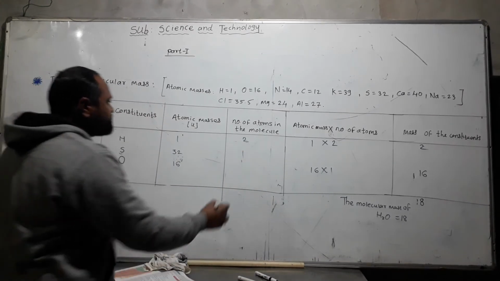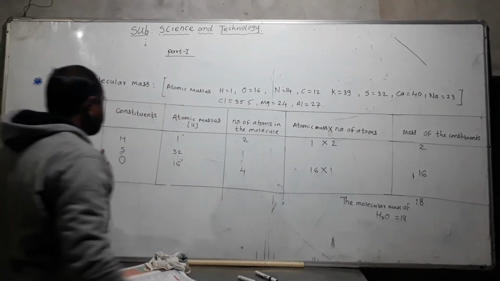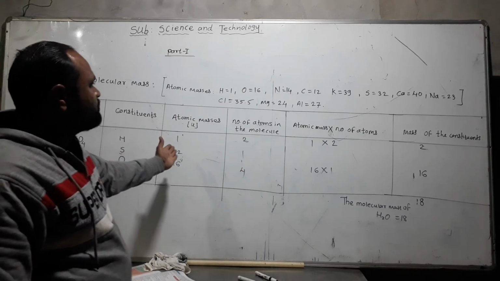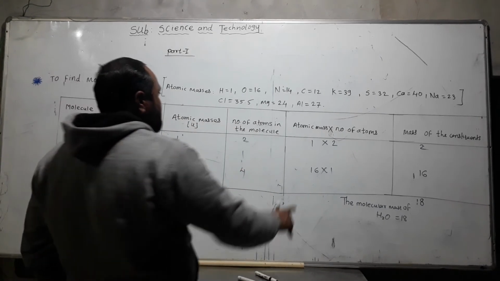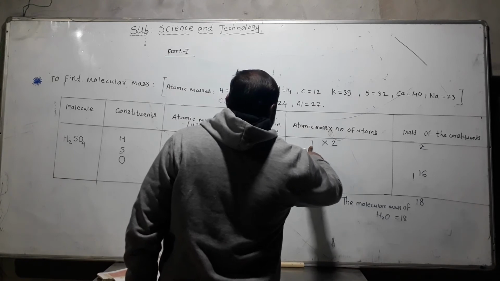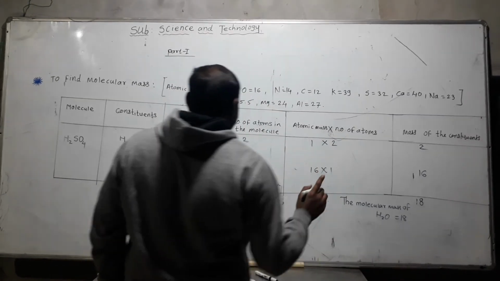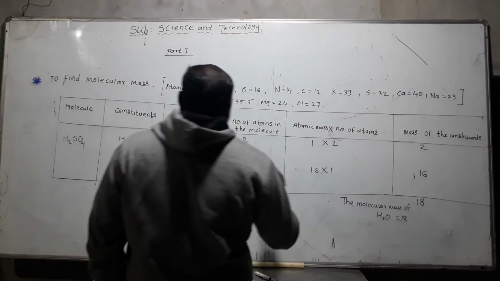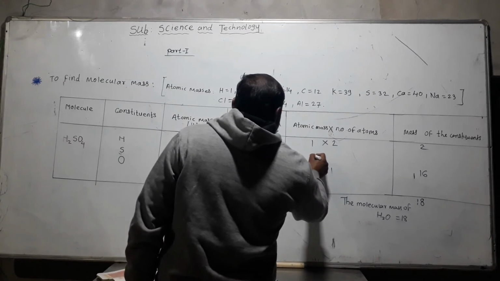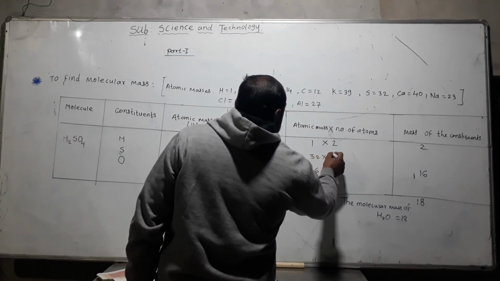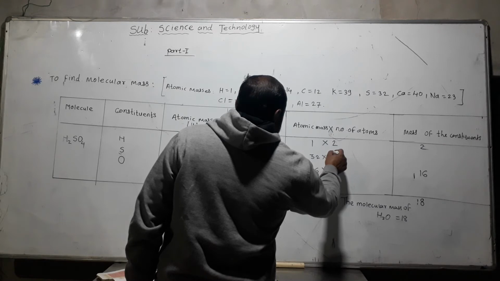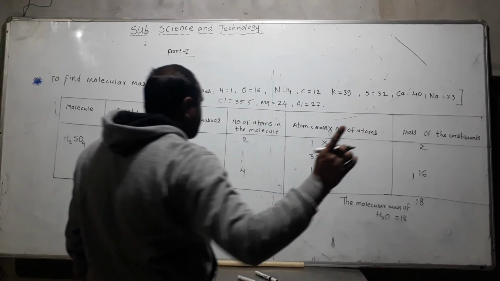Then oxygen, the number of atoms is 4. Now multiply atomic mass into number of atoms. For hydrogen, the atomic mass is 1 and the number of hydrogen atoms is 2. Now sulfur has atomic mass number 32 and the number of atoms is 1.